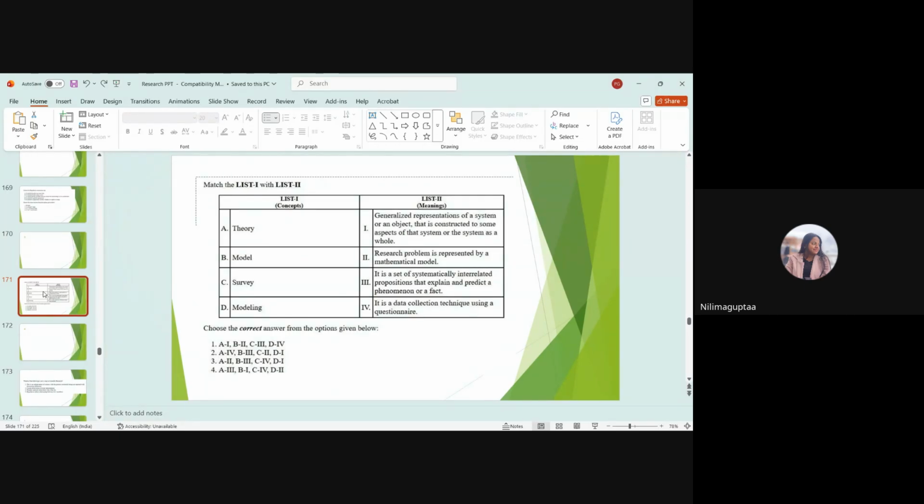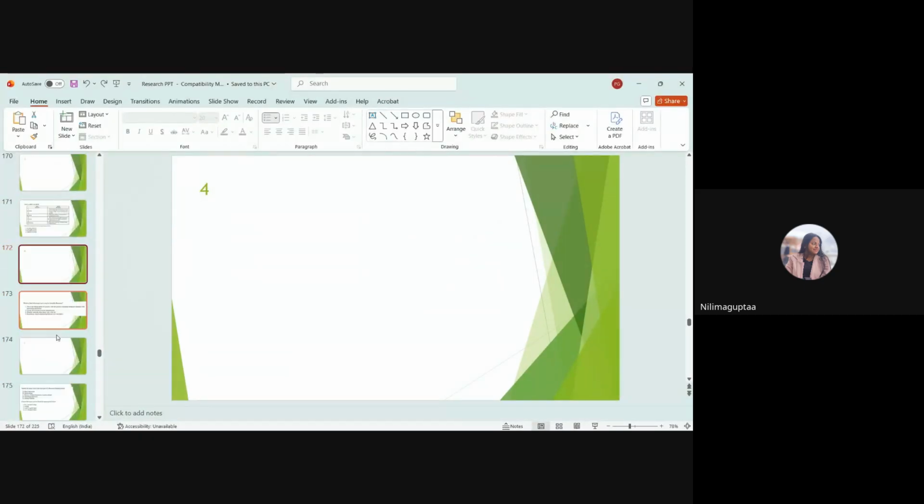The first one is theory, that goes with the third option in the meaning that it's a set of systematic interrelated propositions that explain and predict a phenomenon or a fact. Then the B, that is model, that goes with one, that is a generalized representation of a system or an object that constructs some aspect of that system or the system as a whole. Then survey goes for a data collection tool that we have discussed yesterday also. Then modeling is basically a research problem presented in a mathematical mode. And as all of you told, the answer is four.